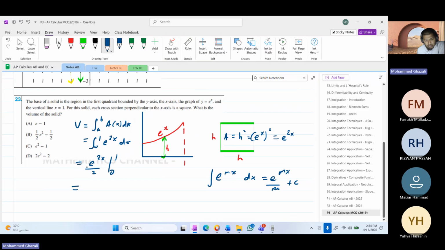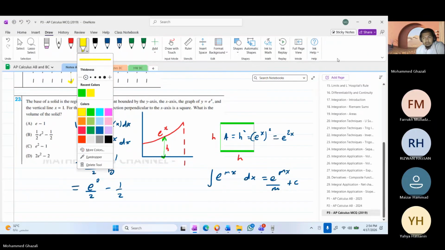If you substitute 1 here, you're getting e to the power 2 over 2, minus half. Which one is it? Half e squared minus half, B. Yeah, B. Perfect.